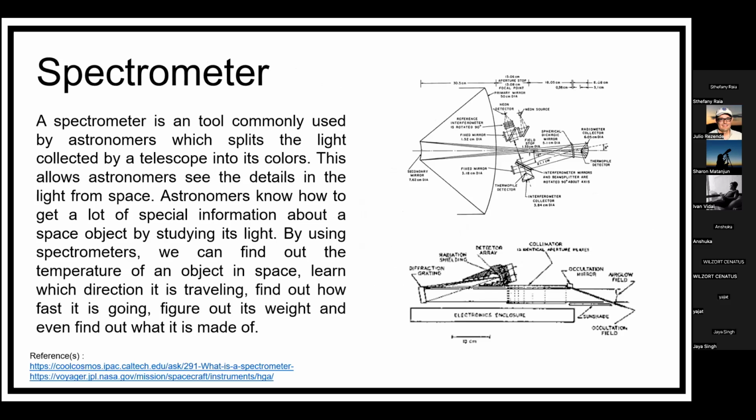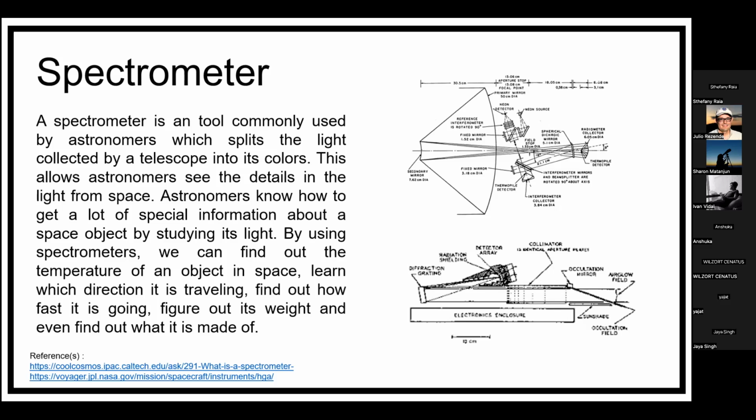The next one is the spectrometer. A spectrometer is basically a tool commonly used by astronomers, which splits the light collected by a telescope into its colors. This method allows astronomers to see details in the light coming from space, and this light gives a lot of information about space objects just by studying it.